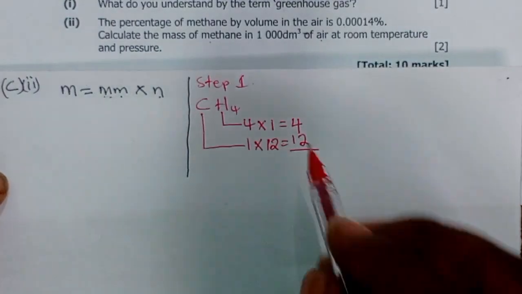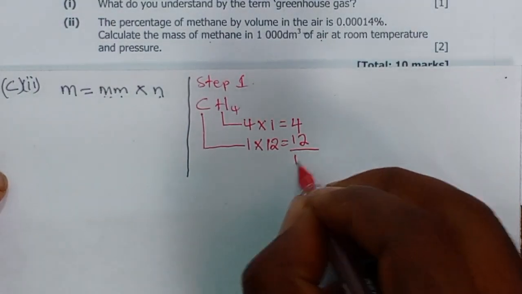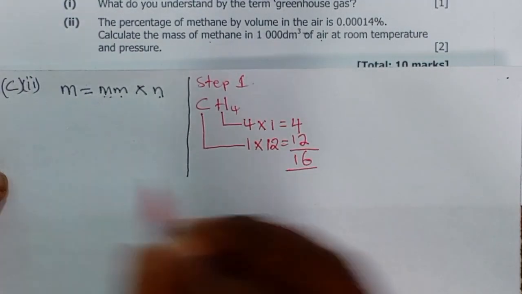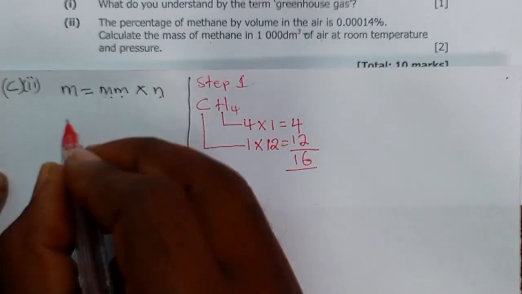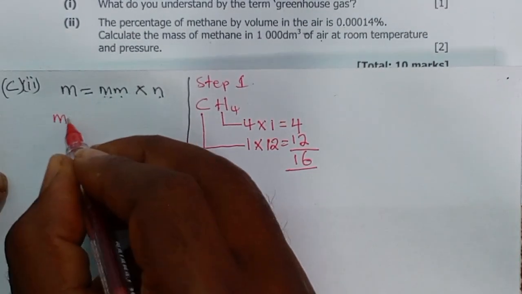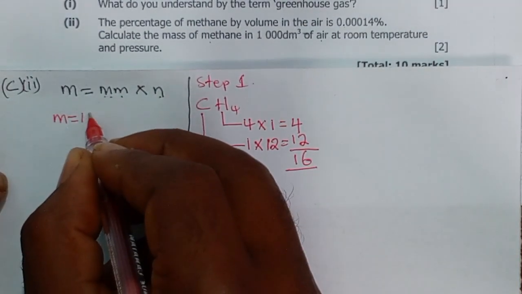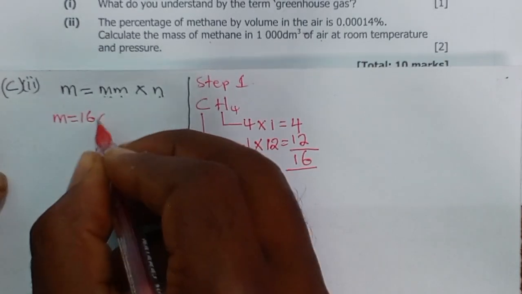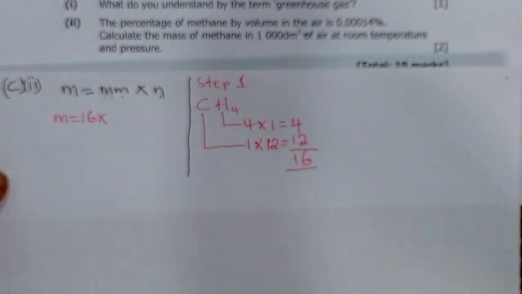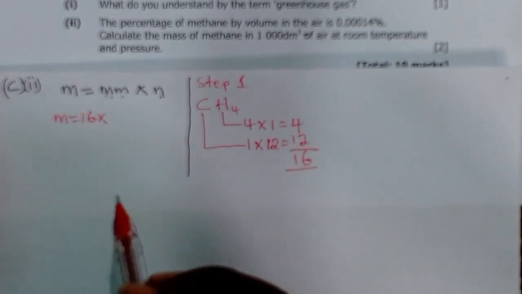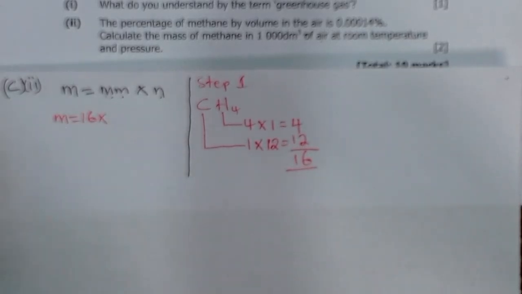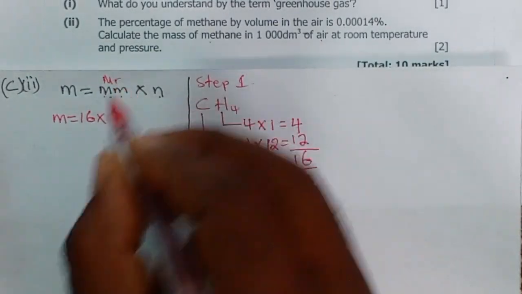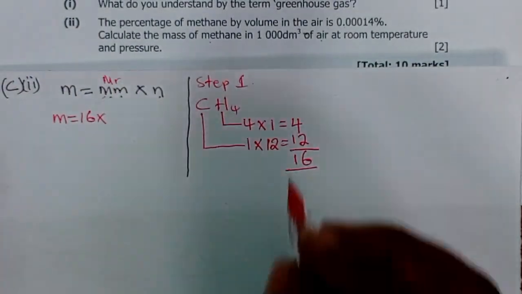So 4 plus 12, we are going to have 16. So 16 is the molar mass. So the molar mass of methane is 16. We don't have the number of moles. Remember that this molar mass is the same as the relative molecular mass, which is the Mr. So it's just the same when I say molar mass. That's why this is step 1.